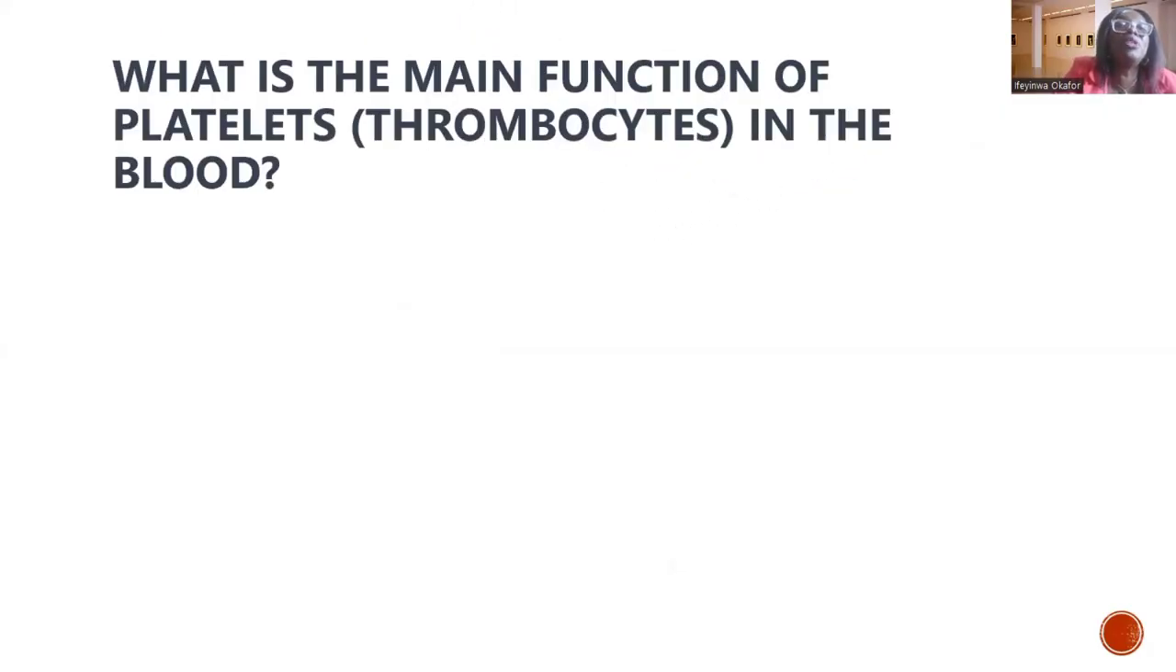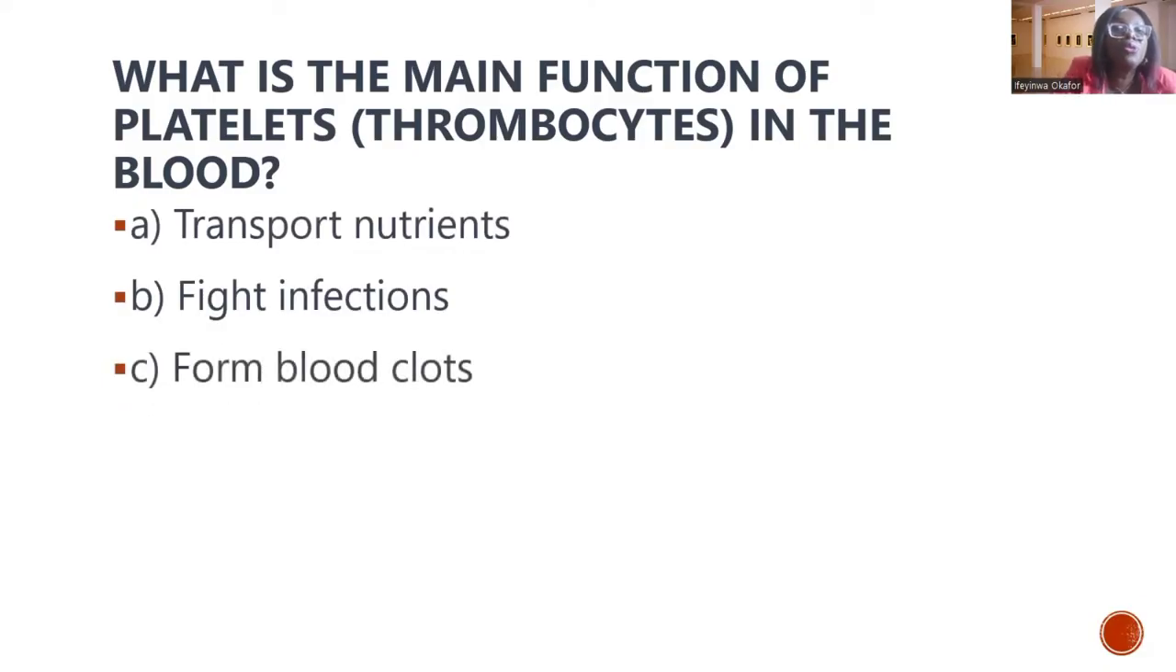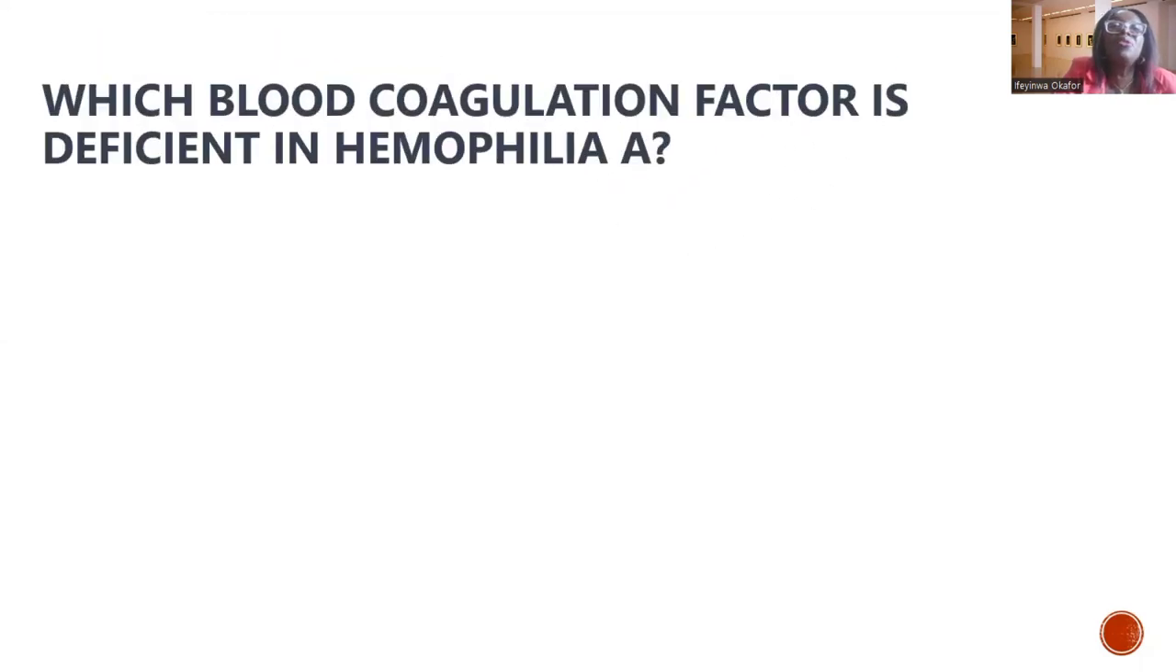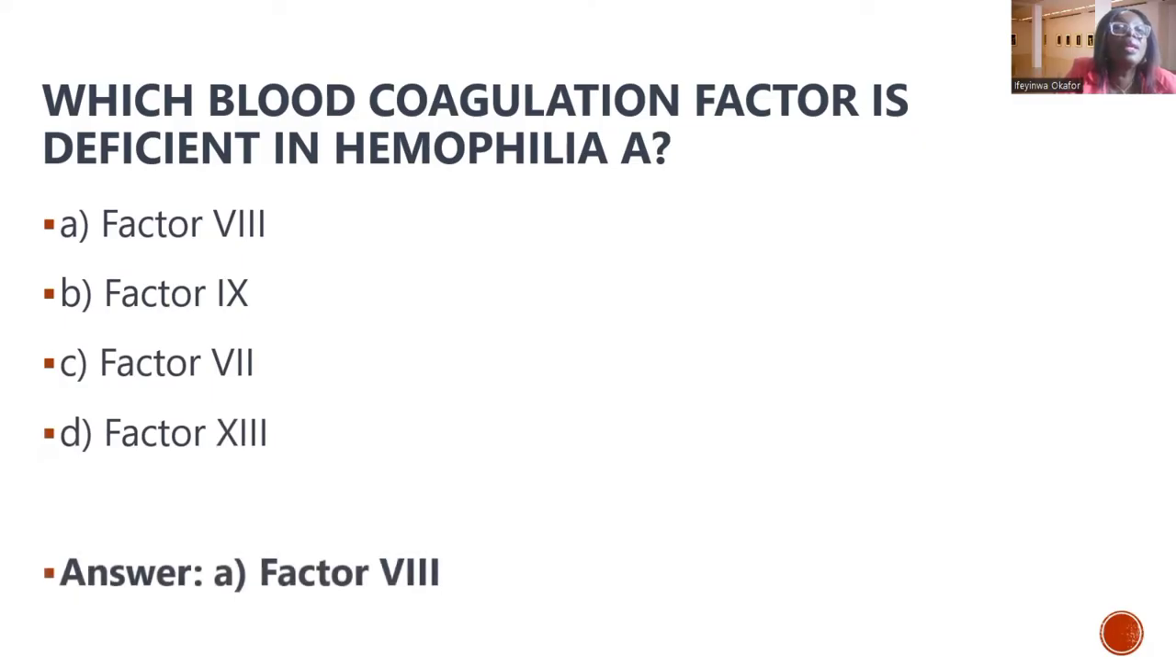What is the main function of platelets, that is thrombocytes, in the blood? Transport nutrients, fight infections, form blood clots, produce antibodies. The answer is C, form blood clots. Which blood coagulation factor is deficient in hemophilia A individuals? We have factor 8, factor 9, factor 7, factor 13. The answer is factor 8, A.